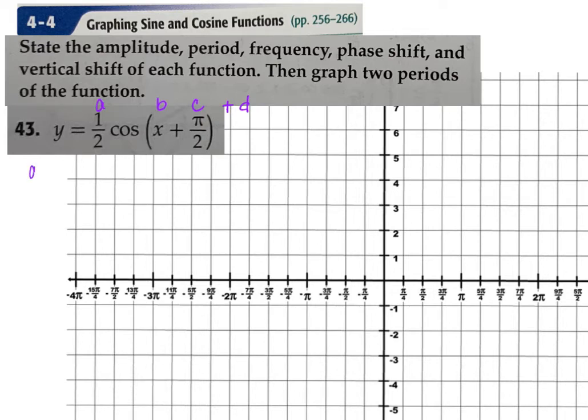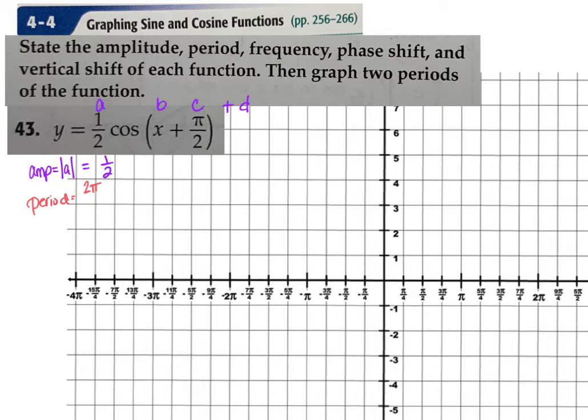So which one is your amplitude? What is your amplitude represented by? Yeah, absolute value of A. In this case, it would be 1/2, right? What about then your period? How do you do period? What's your formula for period?